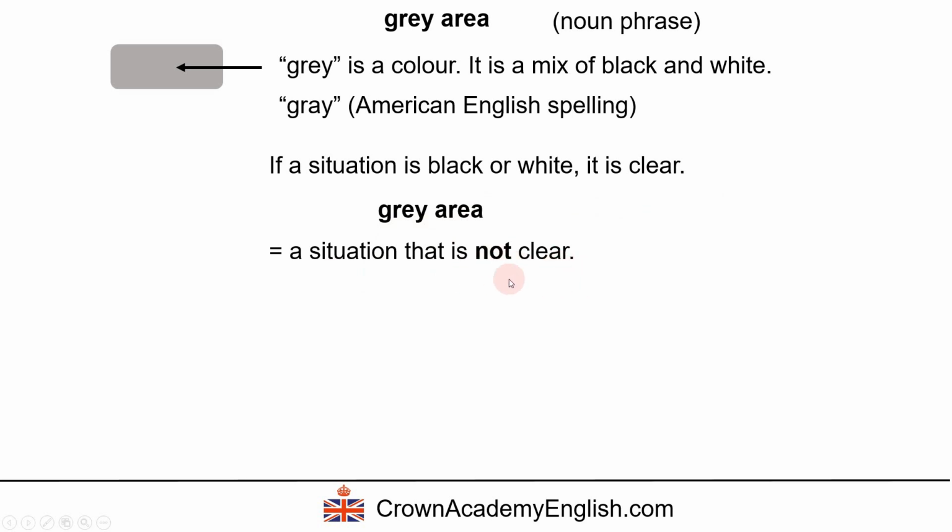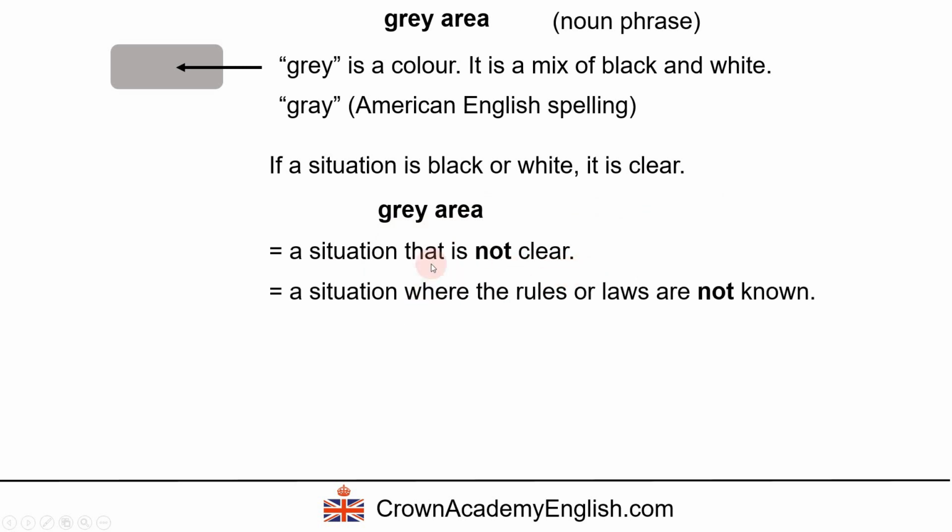Okay, we're not sure about something. Something is not certain. And it's often a situation where the rules or laws are not known. Okay, so we are not very clear about the laws or rules about something. And it's often a legal thing. We're not quite sure what the legal situation is. We're not quite sure if something is legal or illegal. Okay, so that is a grey area.